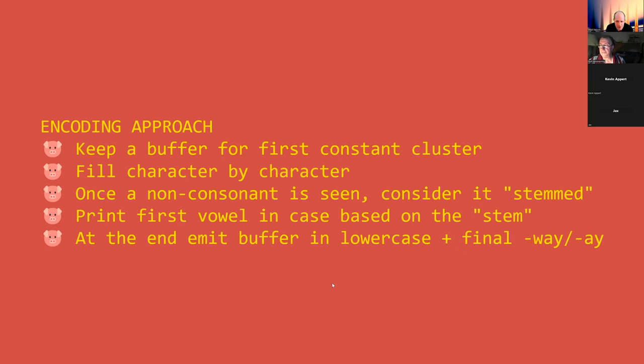The approach that I took was to keep a buffer for the first consonant cluster and then fill it in character by character. Once I come across a non-consonant, I consider that the stem. Then I print the first vowel, and I wanted to preserve case, so I print that vowel in the case of the stem. If I had a capitalized word, when I get to that first vowel, I will capitalize it. Then once I get to the very end of that word, I emit whatever is sitting in the stem buffer and then add on a final way or final A, depending on the contents of that stem.